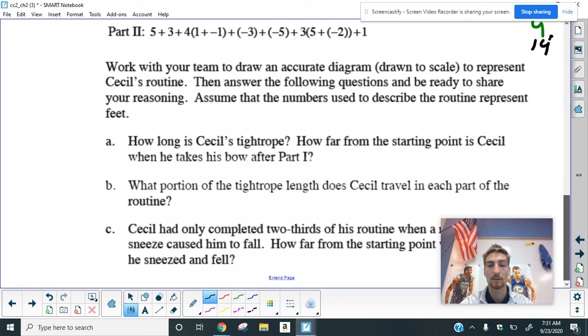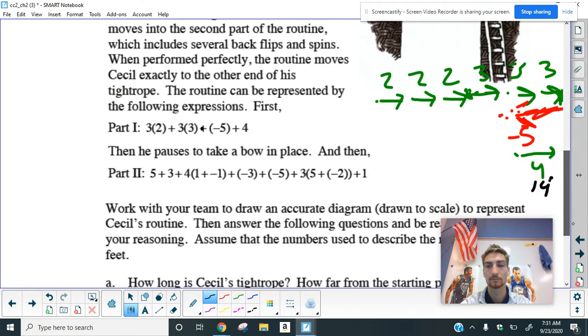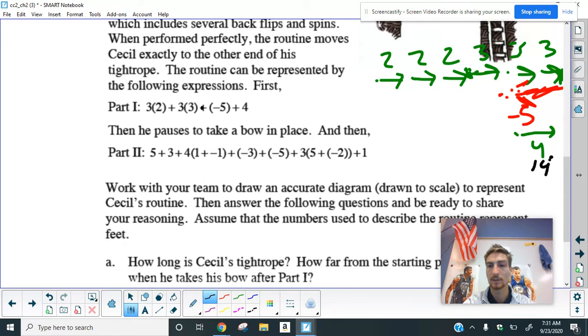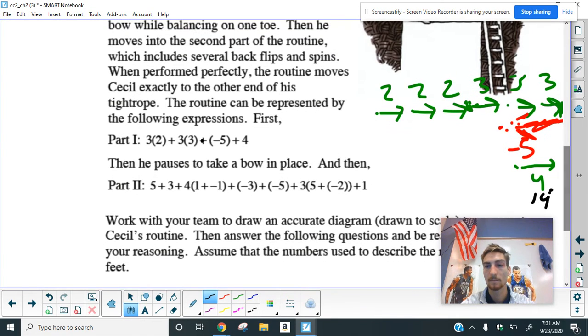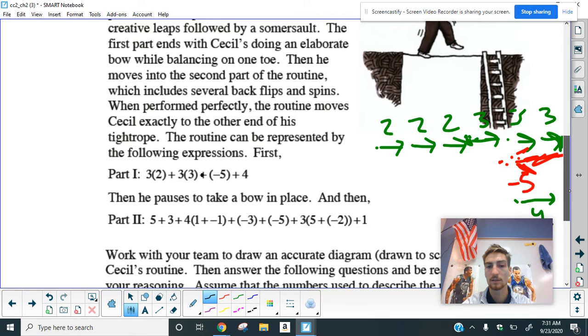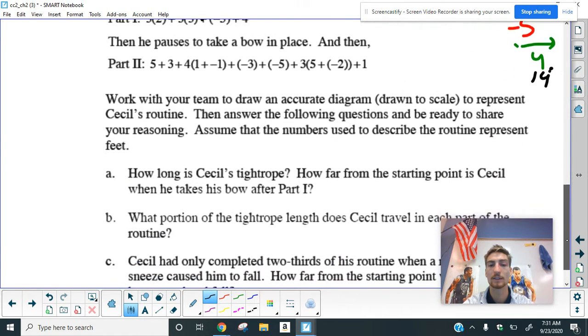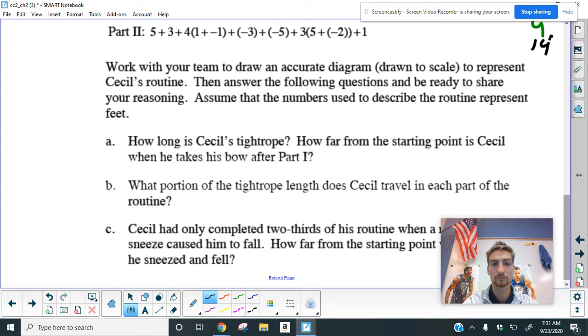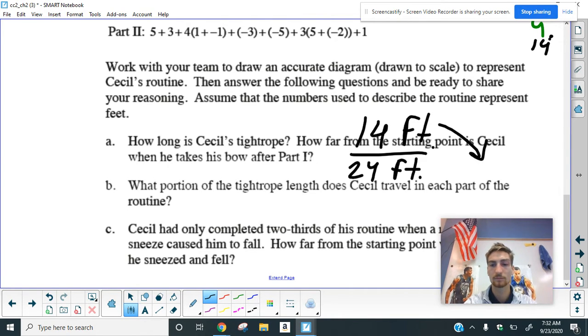So how long is Cecil's tightrope? Well, we can see how far he first went. He's gone at least 24 feet. 24 feet would be the length of his tightrope. And then how far is he from the starting point? Well, he'd be 14 feet when he takes that bow. All right. So this is when he takes his bow. This is the total length of his tightrope.